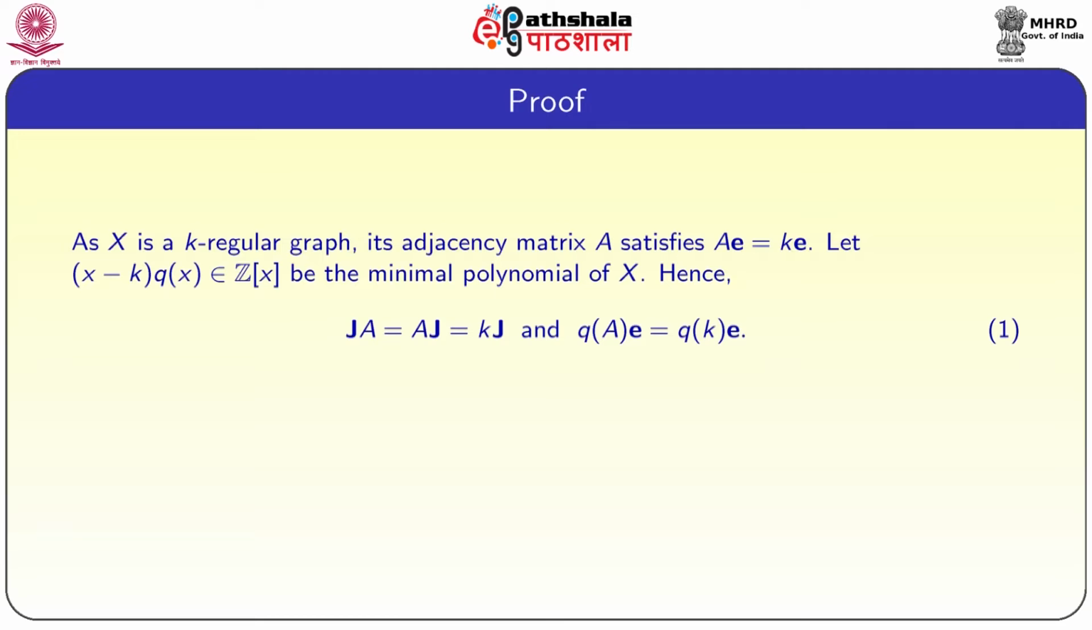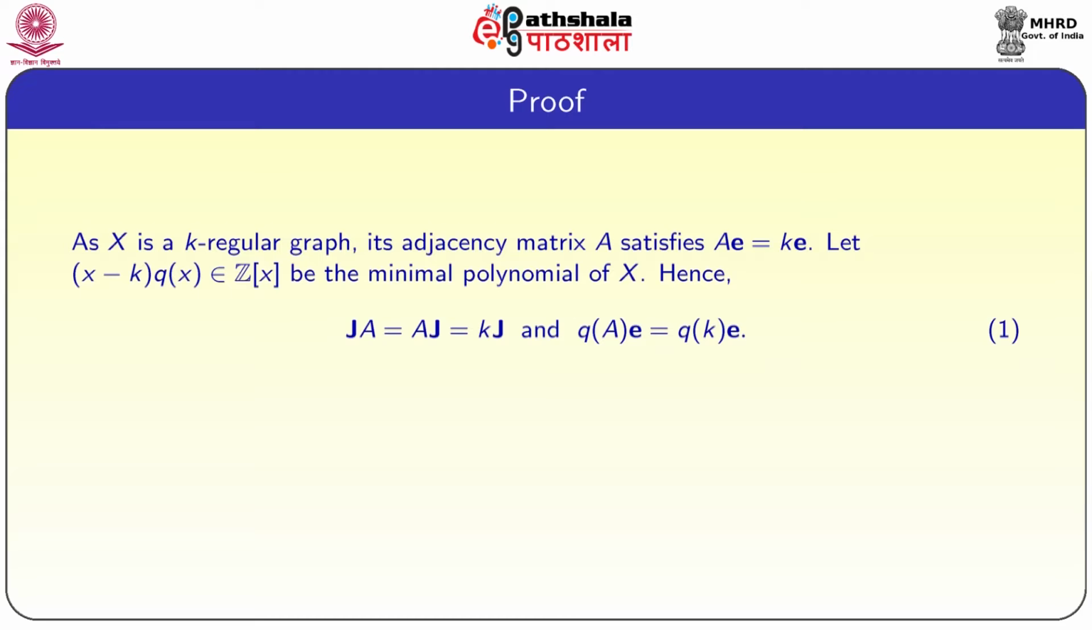Since A is the adjacency matrix of a regular graph, each row has the same number of ones. So, it is easy to show that a graph is regular if and only if JA is equal to AJ, and here it is k-regular. So, JA is equal to AJ is equal to kJ, and we have that q of A times e is equal to q of k times e.